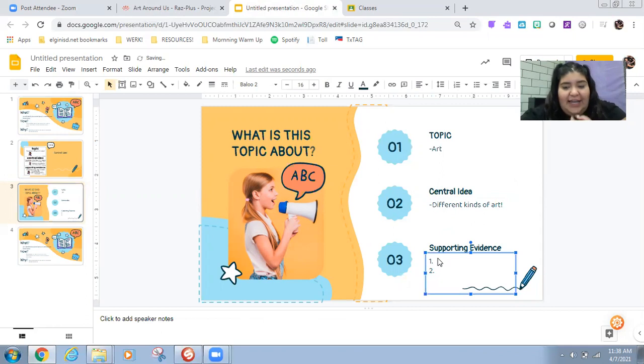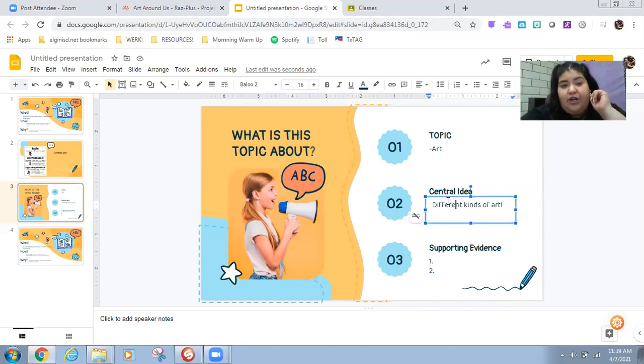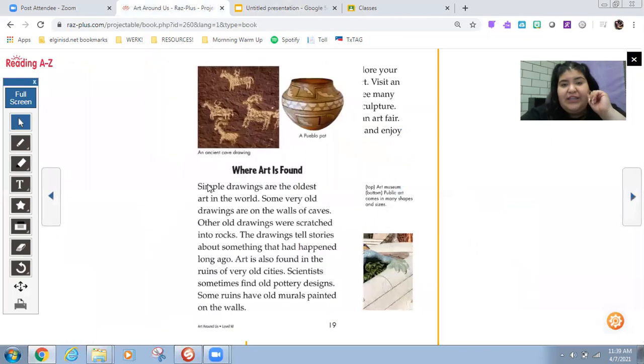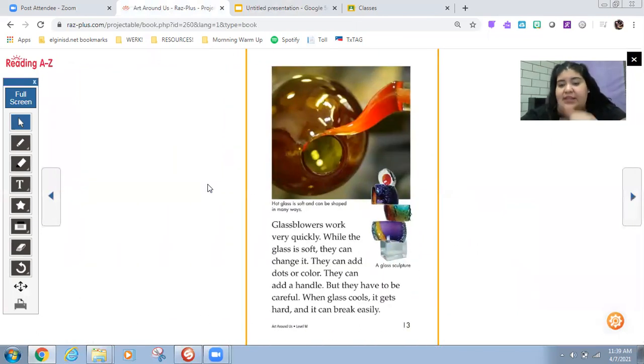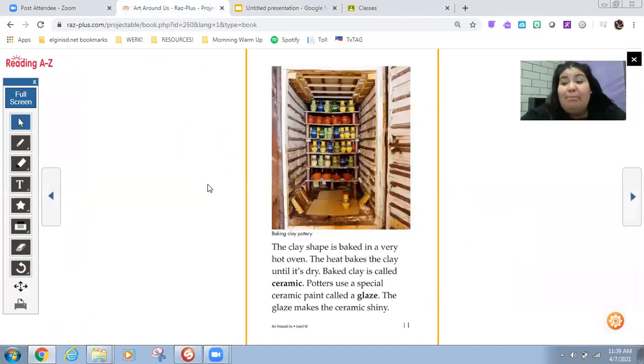Now, what I want you to do right now is grab your journal, or grab a piece of paper, and write number one and number two. We have our topic and we have our central idea. We know that our topic is art. We know that our central idea is different kinds of art. Your job is to find two supporting details that support the different kinds of art. You can go back to the story. Look, we have this kind of art, this one, this one, this one. We have a bunch of them.